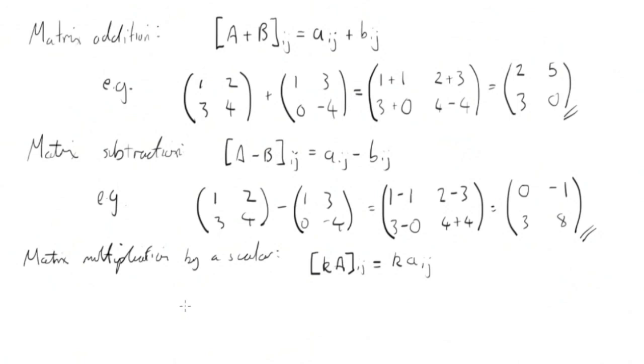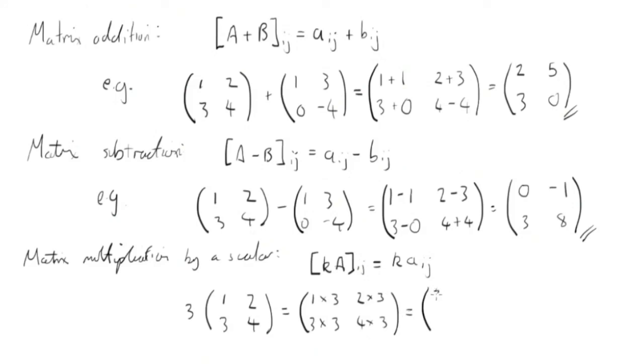So for example, if I have 3 multiplied by my first matrix above, this is the same as saying every element in the matrix is multiplied by the scalar 3. 4 times 3 is the last one. Okay, so if we evaluate those products, we've got 3, 6, 9, and 12. So that's matrix multiplication by a scalar. It should not be confused with matrix multiplication, which I'll have a look at on a different podcast.